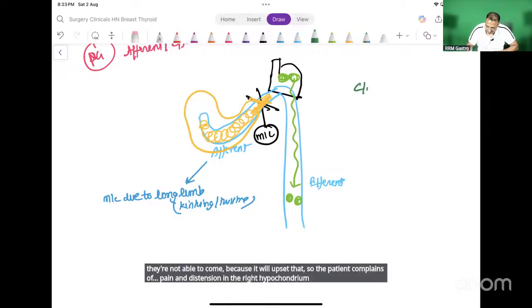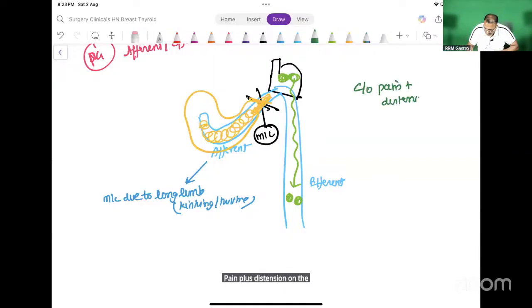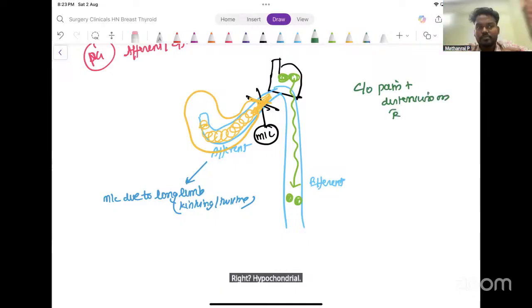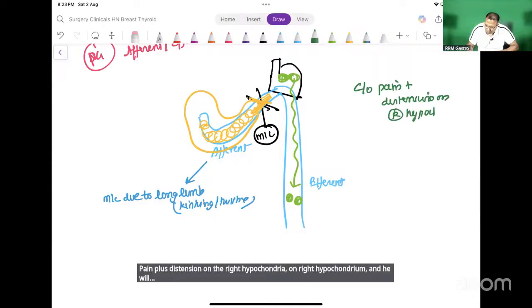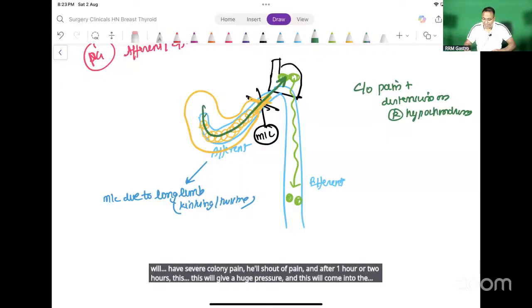Patient complains of pain plus distension in the right hypochondrium, and he will have severe colicky pain. He will shout in pain. And after 1 or 2 hours, this will build a huge pressure and come into the stomach, and they will have what? Vomiting.